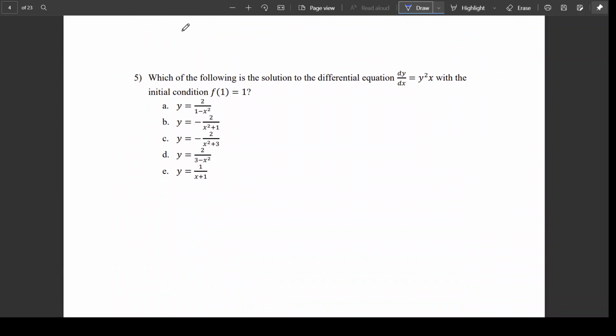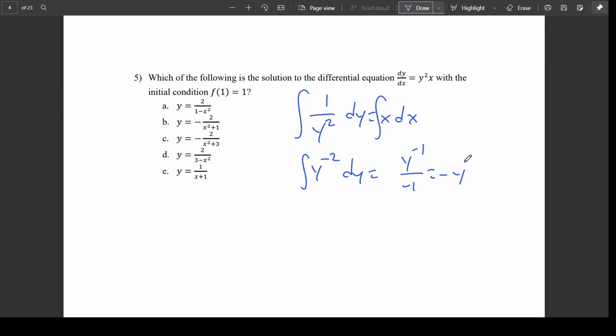Which of the following is the solution to the differential equation with the initial condition f of 1 equals 1? Alright, what I can do here is separate this and integrate like I normally do. So we'll separate this: 1 over y squared dy equals x dx. If I integrate both sides, this is going to be y to the negative 2, so that's y to the negative 1 over negative 1, which is negative y to the negative 1, which is negative 1 over y. On this side, we'll get x squared over 2 plus c.